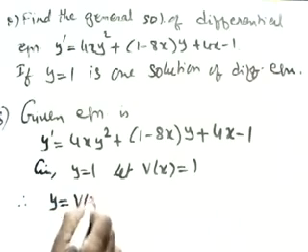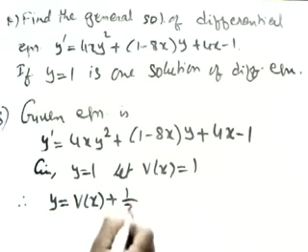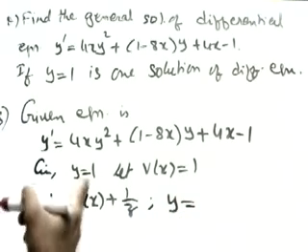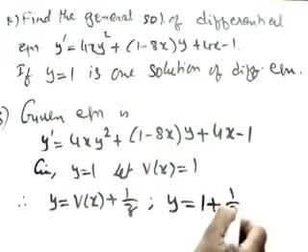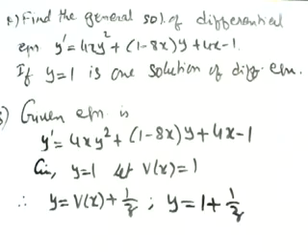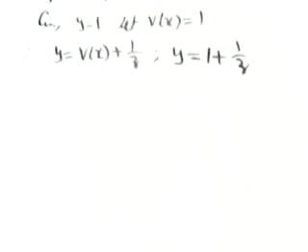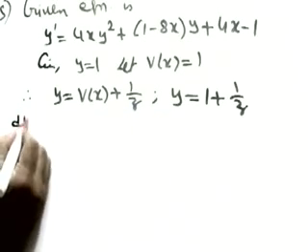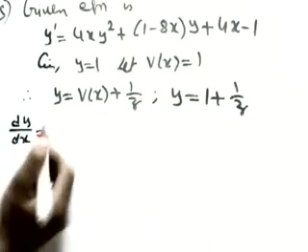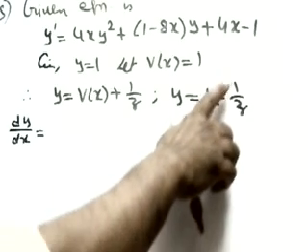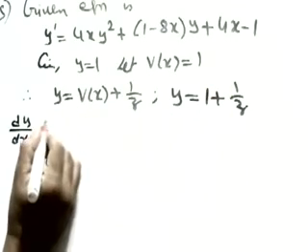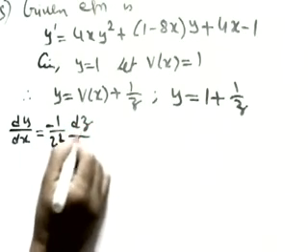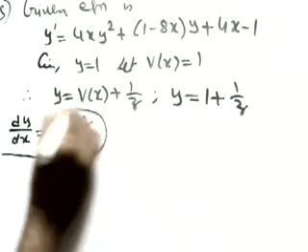Therefore, what is the method we are having? y equals v of x plus 1 by z. Therefore, what is y here? y equals v of x, and v of x is 1 here, plus 1 by z. Okay. Now let me continue this one. Now let me differentiate this. So if you differentiate, dy by dx equals, the differentiation of a constant is 0, and the derivative of 1 by z is minus 1 by z square dz by dx.